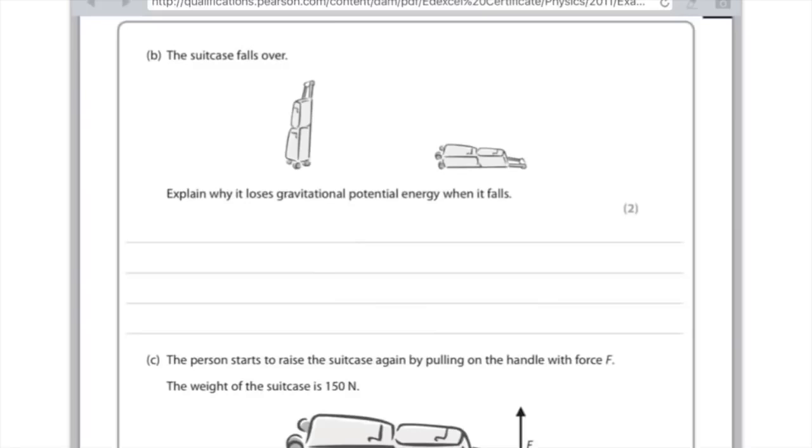B, the suitcase falls over. Explain why it loses gravitational potential energy when it falls. I wondered where the question was there.